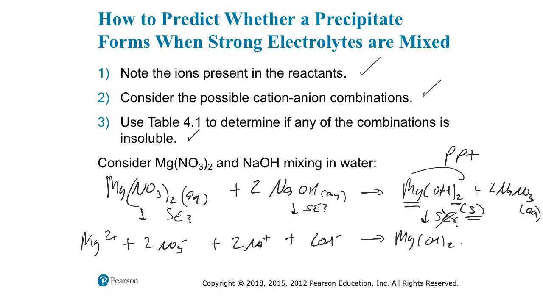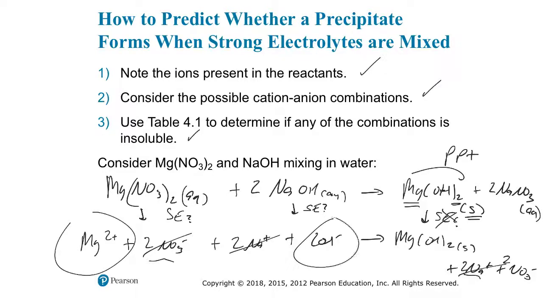That's kind of the point here, is that it remains intact. And then our NaNO3, 2Na+ and NO3−, 2 of them. So our nitrate ions are spectator ions, or sodium ions are spectator ions. We could cancel them out and just write Mg2+ plus 2OH− forms Mg(OH)2 as our net ionic reaction.